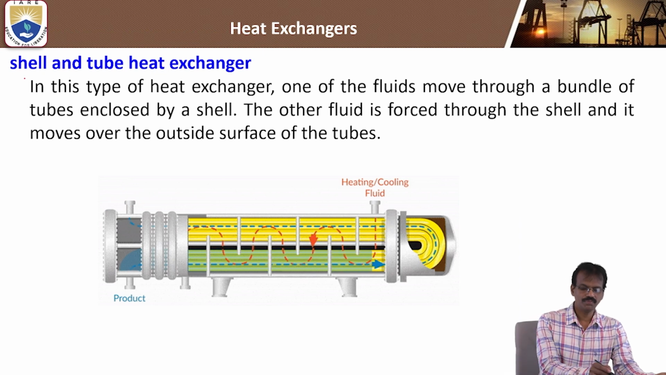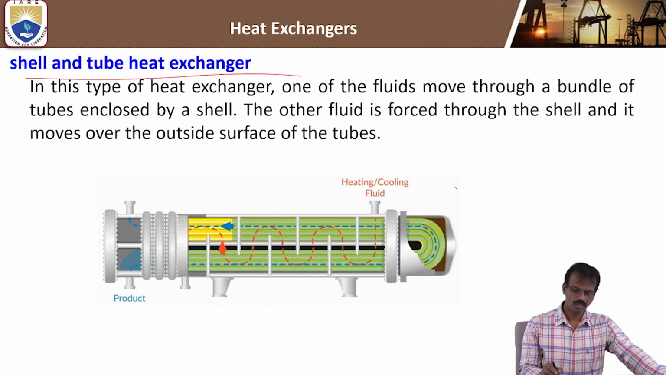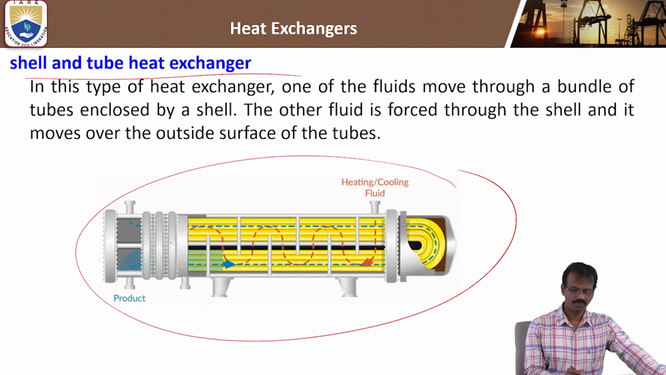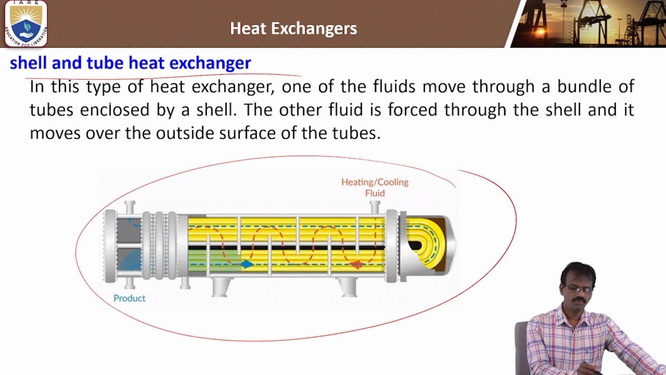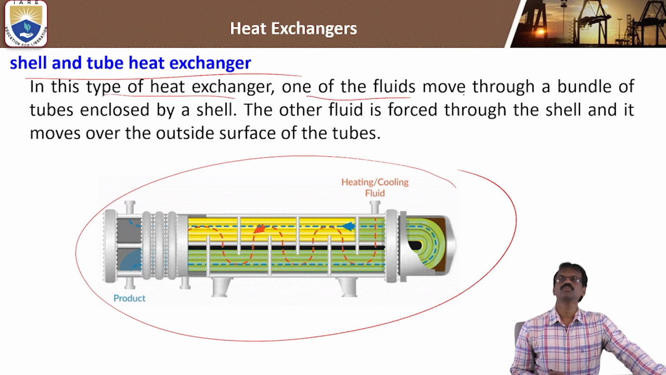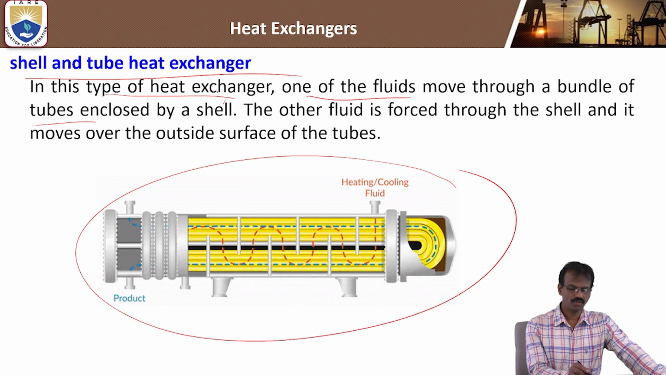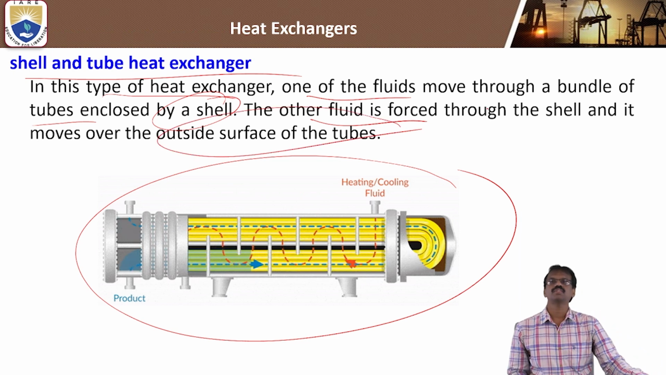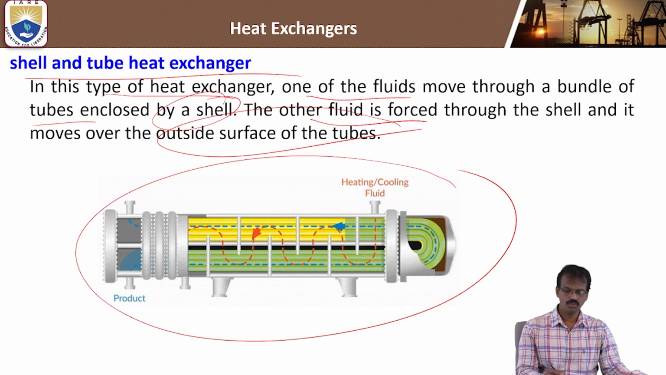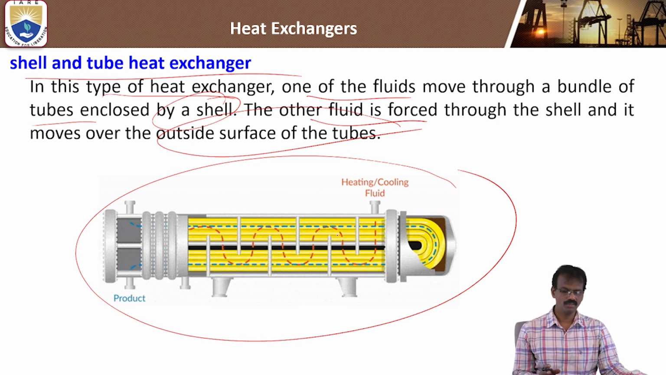Next is the cell and tube type heat exchanger. Here also cross flow you can observe. Through the different pipes, one type of fluid will pass, and perpendicular to that through the cell, another fluid, cool fluid will flow. So in this type of heat exchanger, one of the fluids moves through the bundle of tubes enclosed by the cell. The other fluid is forced through the cell. It moves over the outside surface of the tubes, like this one. So one is mixed, another one is unmixed.